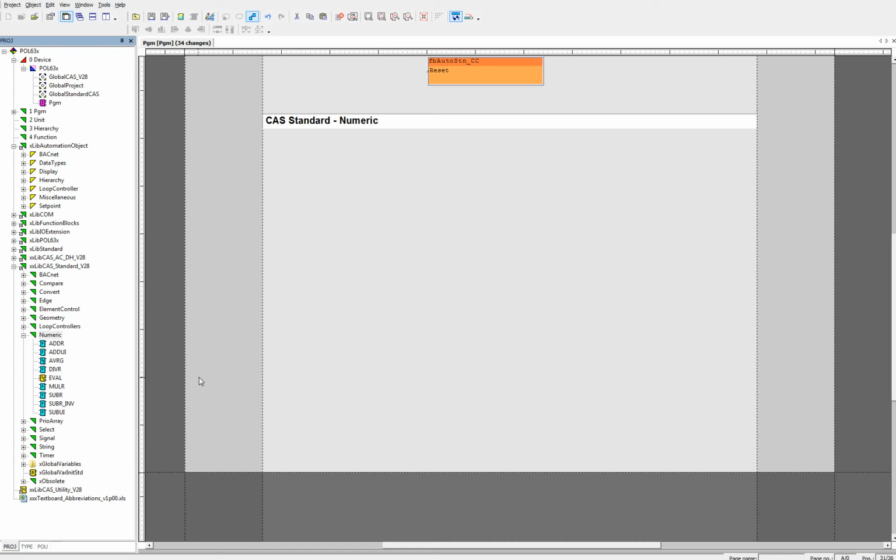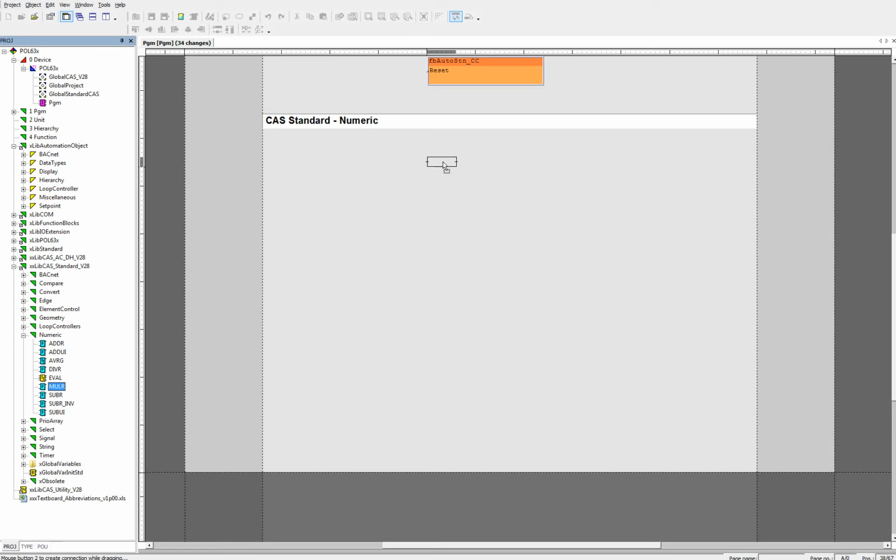Hi, I would like to introduce you to the Numeric Sublibrary from the CAS Standard library. The Numeric Sublibrary consists of 4 parts: blocks for addition, blocks for subtraction, blocks for multiplication, and blocks for division. Let's start with the functionality for addition.